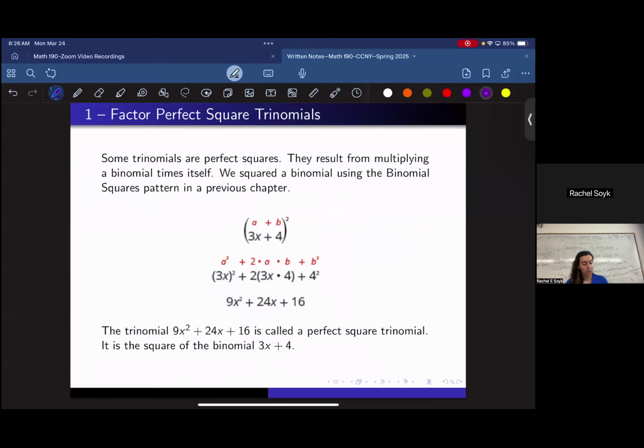So we have a notes page, and maybe I'll have a student read. James, do you want to read this part for me? And then maybe I'll have William, you can read that second part. Some trinomials are perfect squares. They result from multiplying a binomial by itself, the square of a binomial, using the binomial squares pattern in the previous chapter. And then William. The trinomial 9x squared plus 24x plus 16 is called a perfect square trinomial. It is the square of the binomial 3x plus 4.